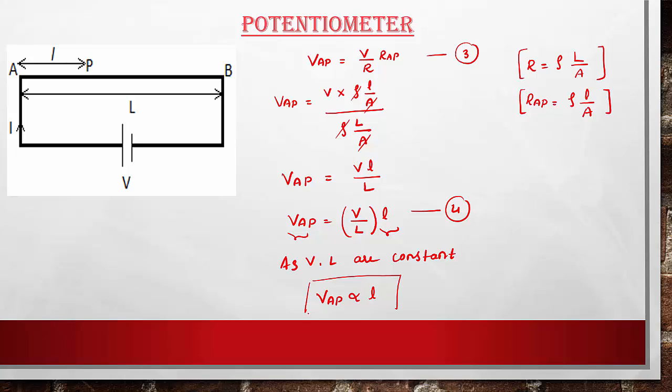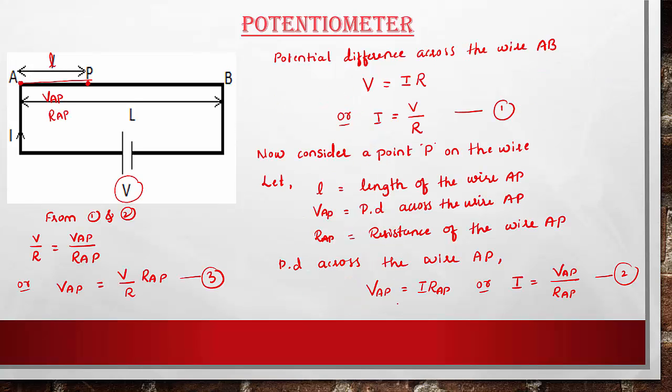So this is the principle of potentiometer. Can you remember what the principle is? The potential difference between any 2 points on the wire is directly proportional to the distance between the 2 points. This is the principle of potentiometer. VAP is directly proportional to l. Is it clear?